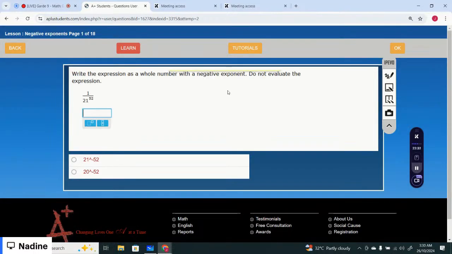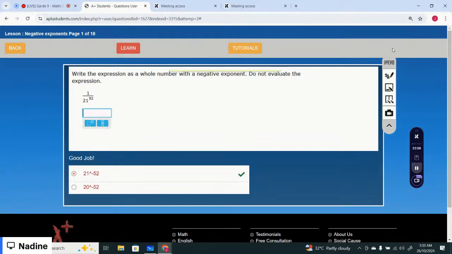Write the expression as a whole number with a negative exponent. Do not evaluate. So you need to write it with a negative exponent. 1 over 21 exponent 52. So it would be 21 exponent negative 52. Option number 1 is the correct option.